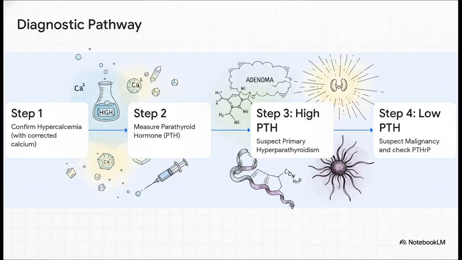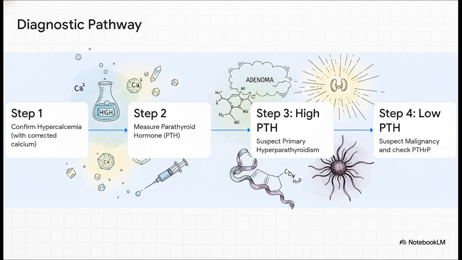The diagnostic workup follows a super logical flowchart. Step 1, you've got to confirm that the hypercalcemia is real, using that corrected calcium formula. The immediate next step is the crucial one. You measure the PTH level. This is the big decision point. If PTH is high, you're thinking primary hyperparathyroidism. If it's low or suppressed, your brain should immediately go to malignancy, and you'll start looking for things like PTH-related peptide or PTHrP.